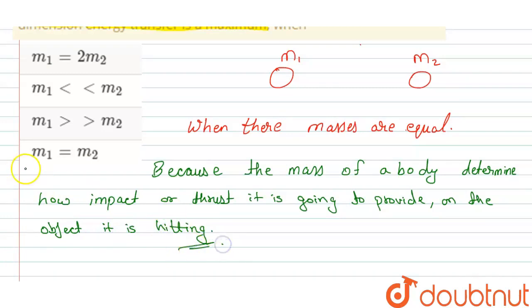Okay, so here the fourth option is correct. m1 and m2 is equal.